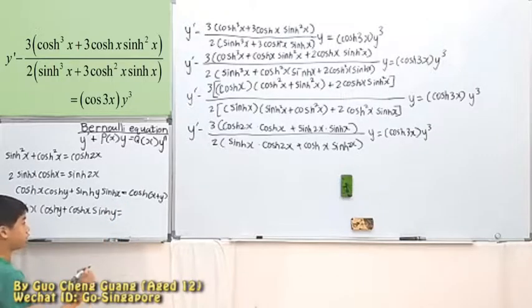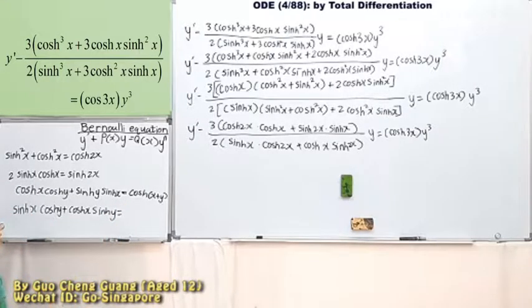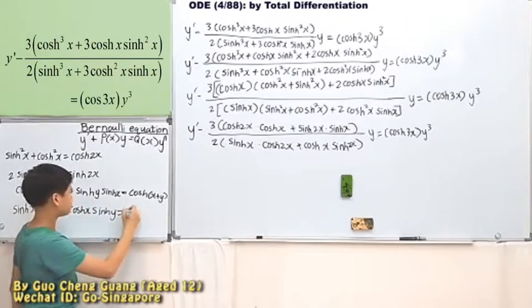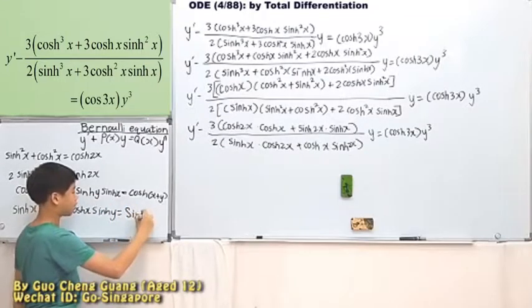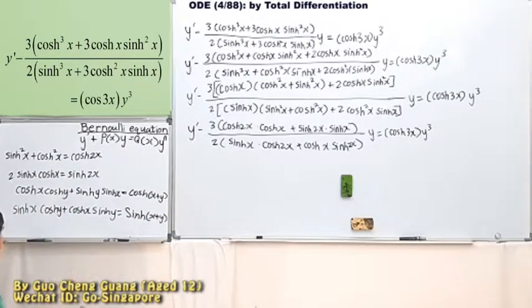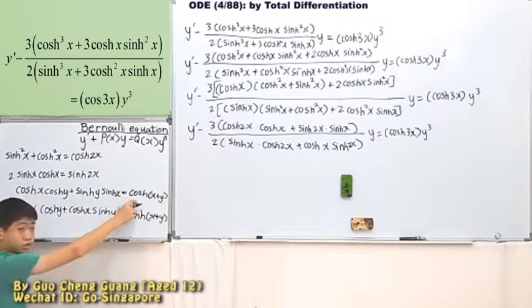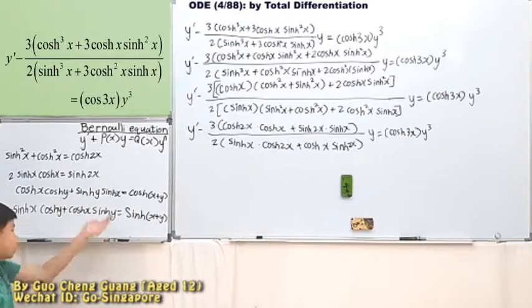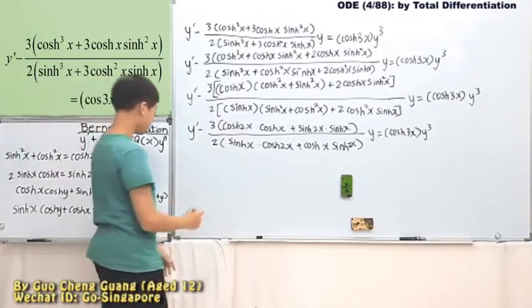Okay, the next part, this part is different. This is hyperbolic sine. Then we get x plus y. Now there's a little bit of difference from the trigonometry. In trigonometry, if it's cosine, then it must be the opposite. For example, positive, then in cosine is negative. So here is a little bit of difference there.